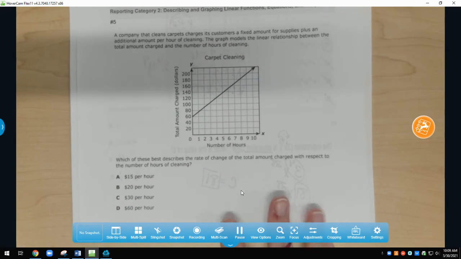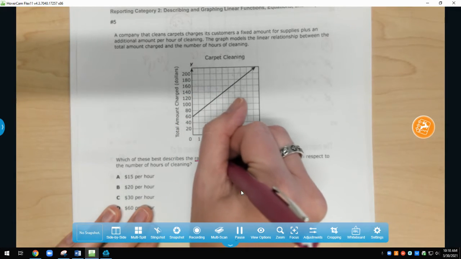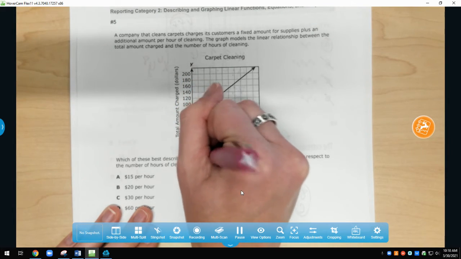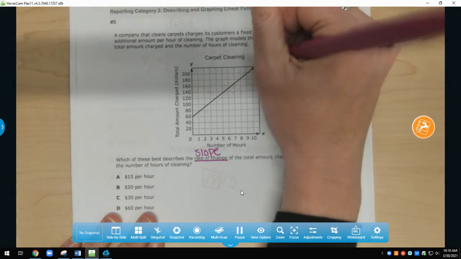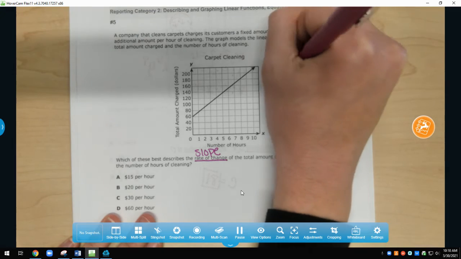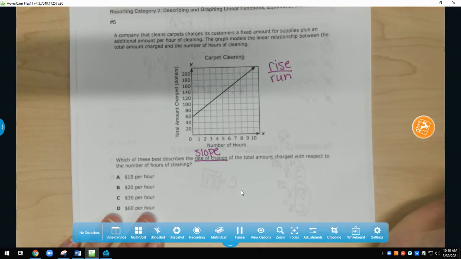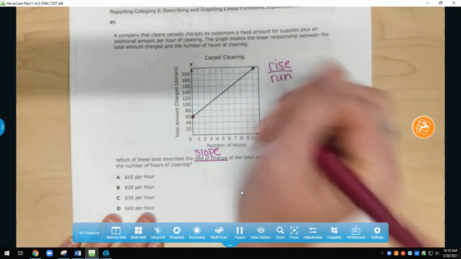All right, this one. A company that cleans carpets charges its customers a fixed amount for supplies plus an additional amount per hour of cleaning. The graph models the linear relationship between the total amount charged and the number of hours of cleaning. Which of these best describes the rate of change, remember that's the same as the slope, of the total amount charged with respect to the number of hours of cleaning? So when we have a graph to find slope, we do rise over run. So I need to pick 2 points.